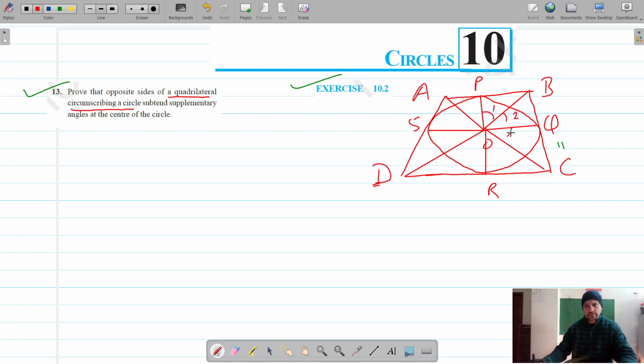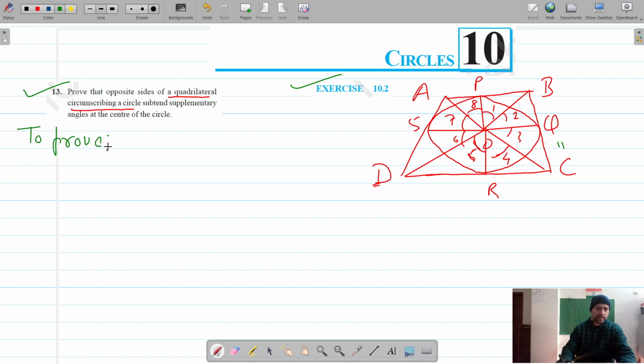These are 1, 2, 3, and 4, and 5, 6, and 7, and 8. Okay, so this is how our figure is. And let's move on to what we have to prove.